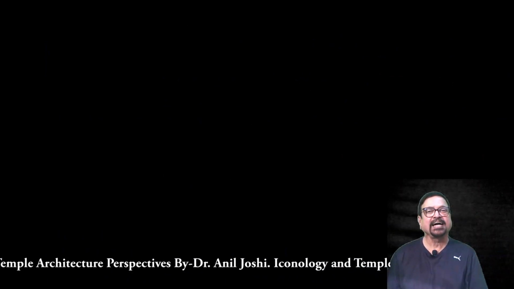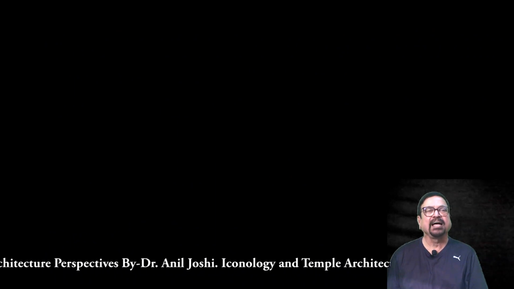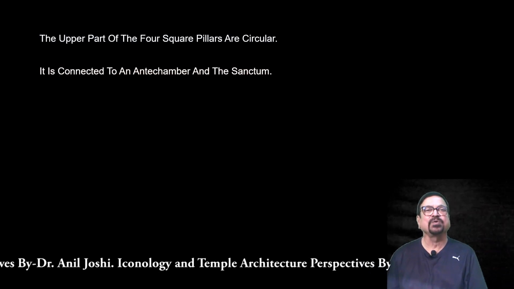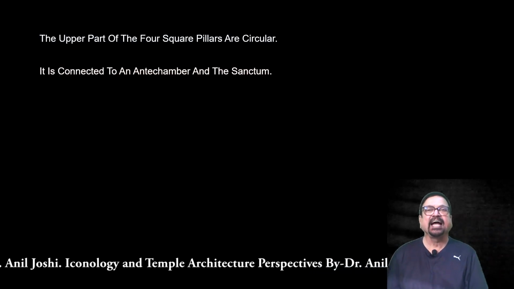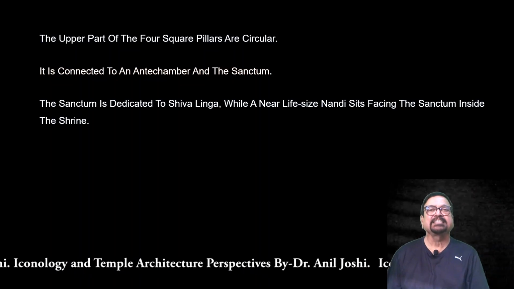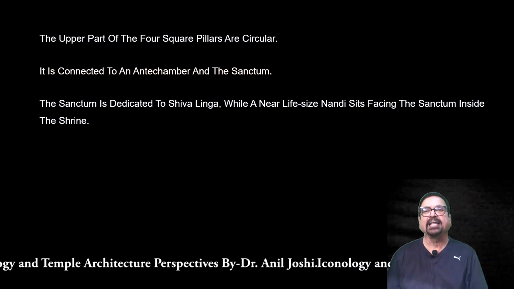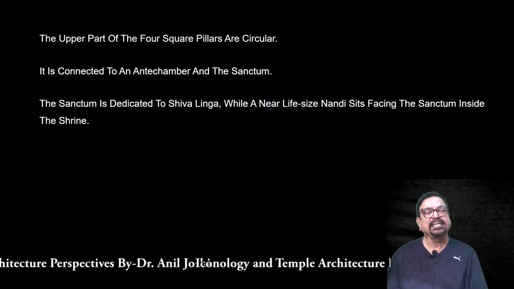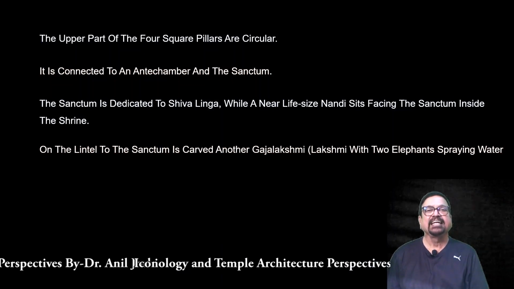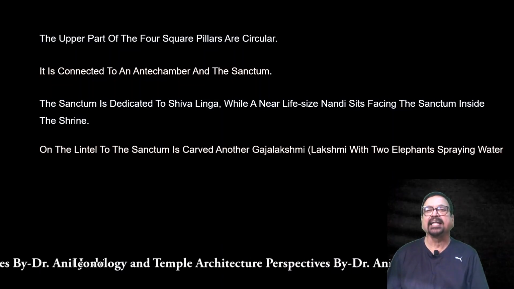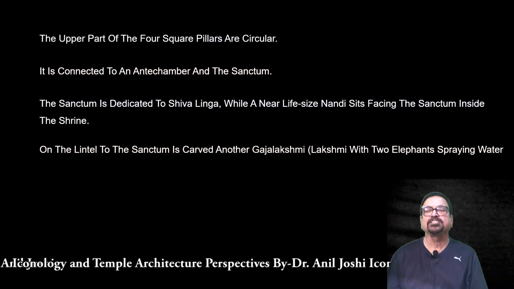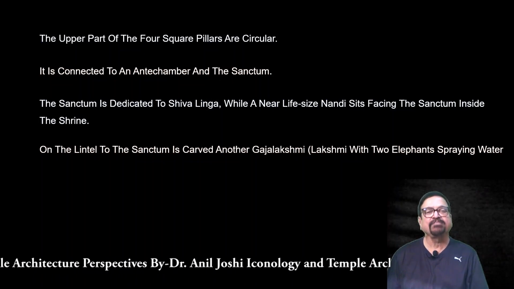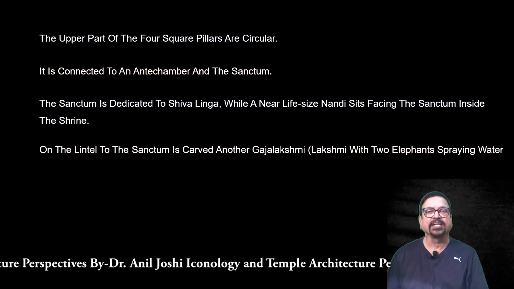This gives you an idea about the structural aspect of the temple and what they call structured temples. Now the upper part of the 4 square pillars are circular. It is connected to the antechamber and the sanctum. The sanctum is dedicated to Shivalinga, while a nearly life-size Nandi sits facing the sanctum outside the shrine. On the lintel of the sanctum is carved another Gajalakshmi, Lakshmi with 2 elephants spraying water over her. It's an auspicious symbol that 2 elephants are showering water over the goddess.